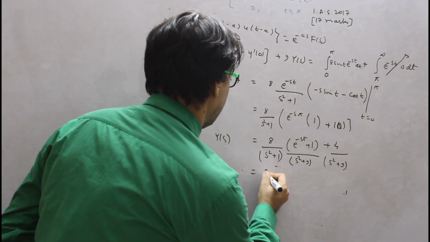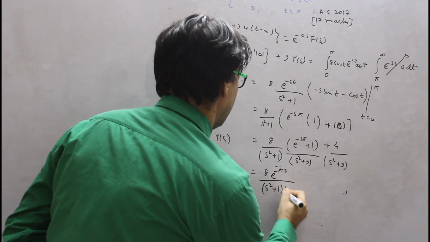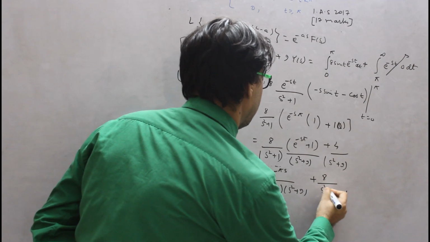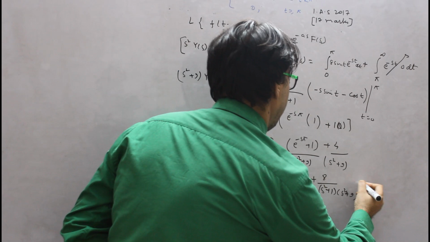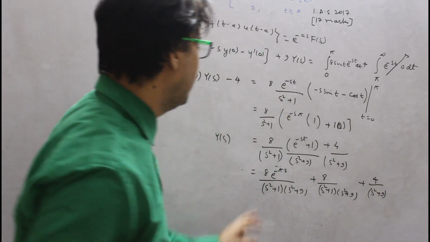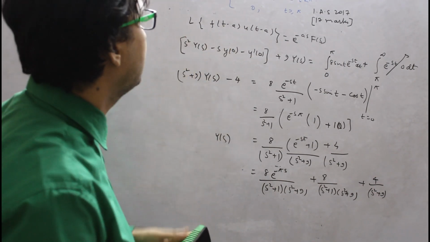We can straight away write it as e to the power minus pi s square plus 1 into s square plus 9 plus 8 times s square plus 1 into s square plus 9 plus 4 times s square plus 9. Okay, now we will decompose it, and we will be invariably using this property, so I will keep it here itself.